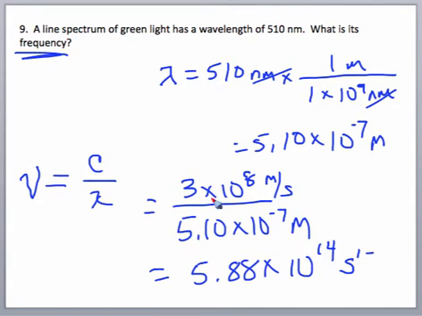And again, you just want to make sure that you know how to do scientific notation on your calculator. As we talked about throughout the year, that's a place people tend to make mistakes. All right, let's move on.